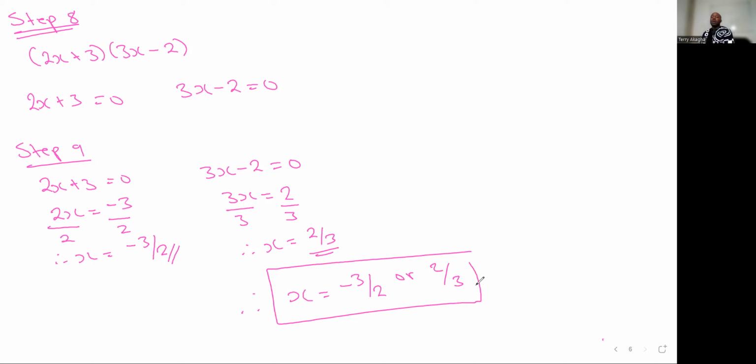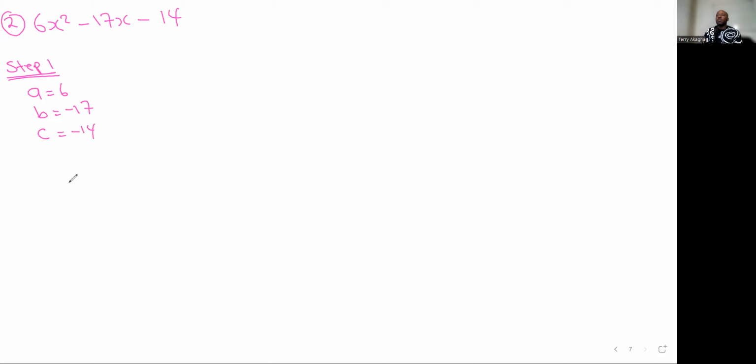Okay? So I'm going to take another example now, just one more, just so that I can make sure that we're all on the same page. Let's take another example now. We're going to pick this one, 6x squared minus 17x minus 14, right? So we'll do the same thing. Step 1, we need to ensure that a is equal to 1. So that means we have a equal to 6, b is equal to minus 17, and c is equal to minus 14.